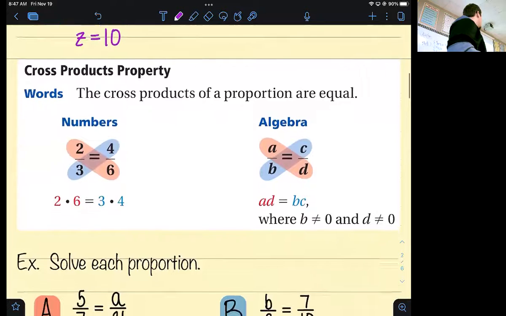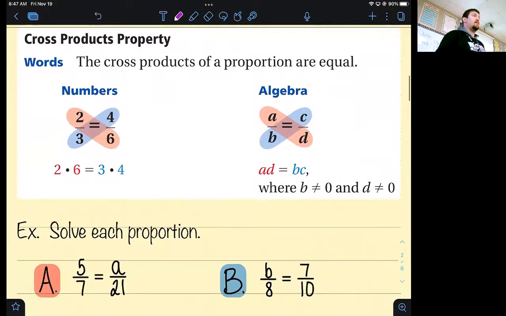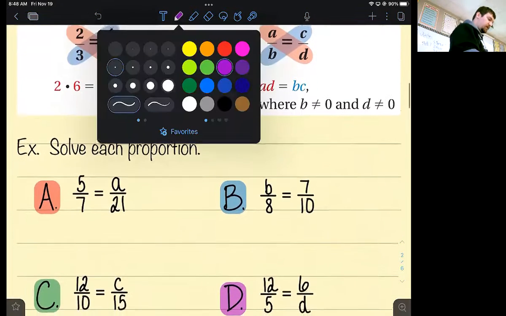So for those of you that used the reducing or the dividing method yesterday, perfectly fine for what you did yesterday. Not so much fine for what we're going to do today. So we're going to transition to the cross products property, which of course means you just cross multiply. Butterfly method, some teachers call it. All right. So let's look at the first example.